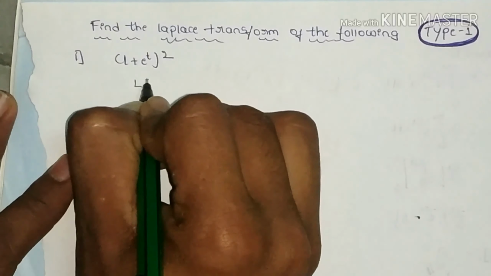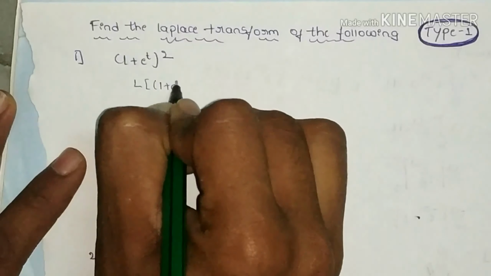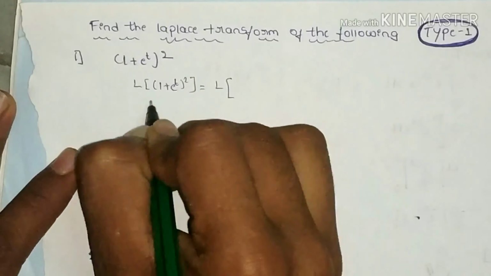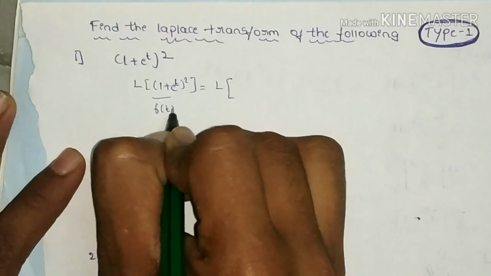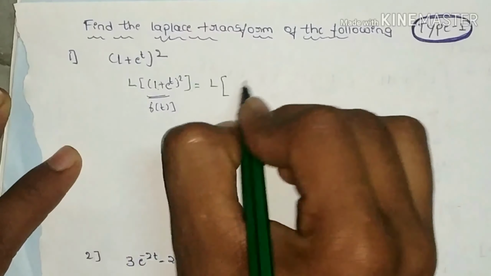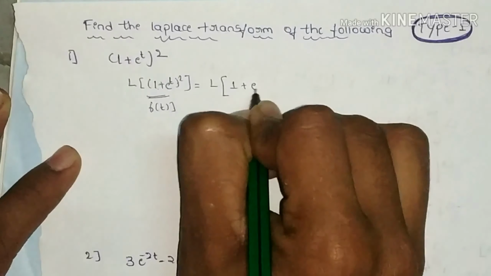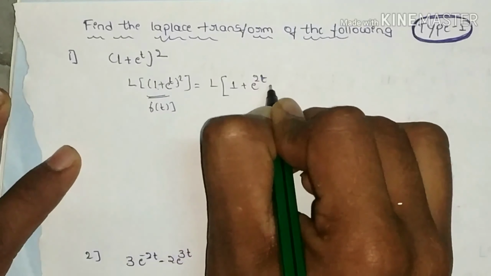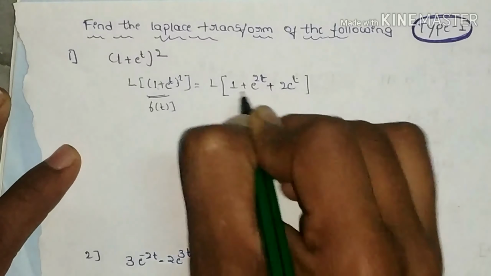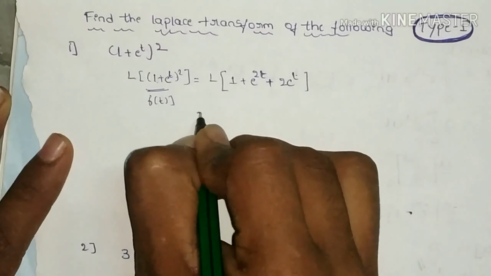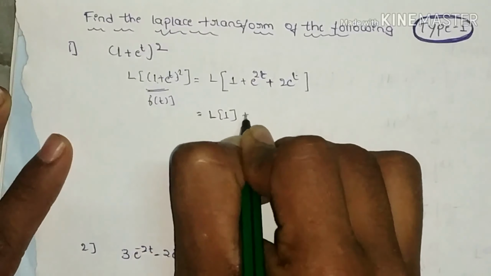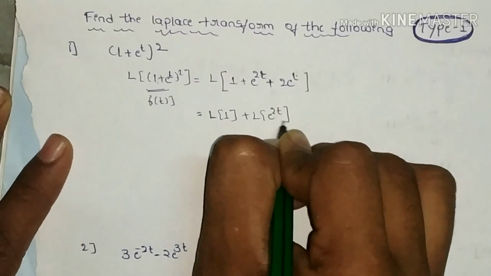So take Laplace of (1 plus e raised to t) whole square. Okay, here it is f of t, and it is in the form of (a plus b) whole square. It can be written as a square plus b square, which means e raised to 2t, plus 2ab. Okay, then take the individual Laplace of 1, Laplace of e raised to 2t.